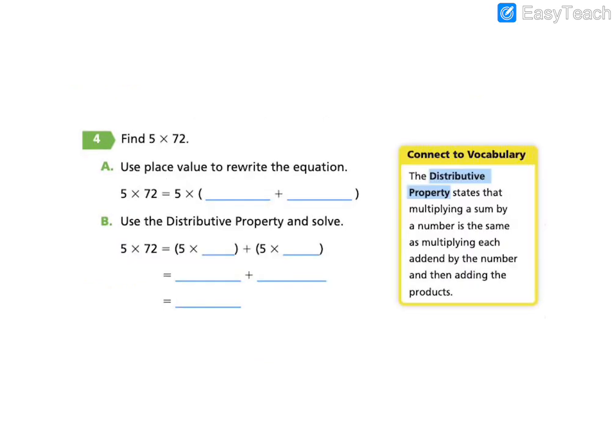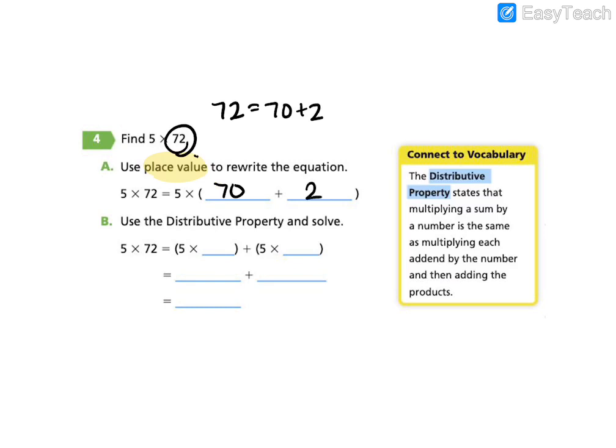Right, so now we're going to use another property here. We're going to find 5 times 72. Letter A asks us to use place value to rewrite the equation. When it's asking us to use place value to rewrite, we want to think about that number in expanded form. So 72 in expanded form would be 70 plus 2. Right? When we use expanded form, we break that number apart by place value. We're going to do the same thing here to use place value to rewrite. So 5 times 70 plus 2.